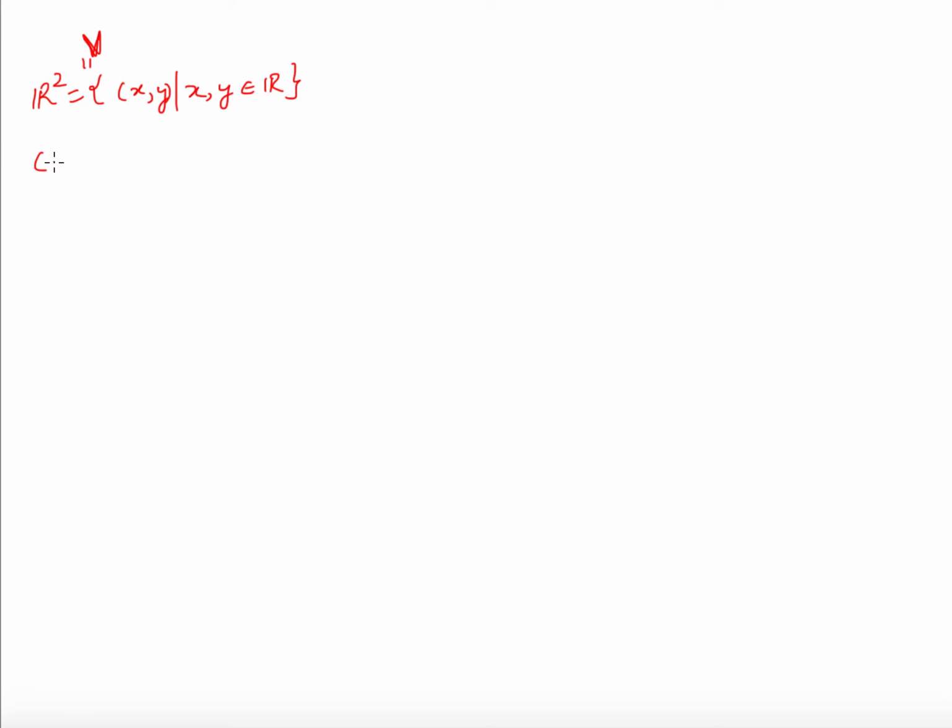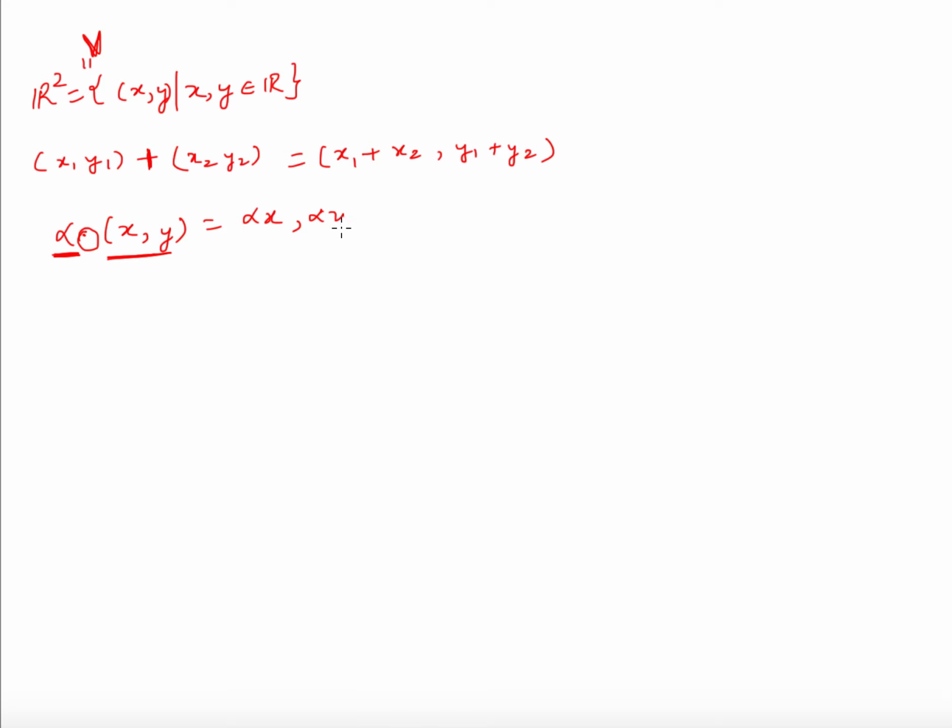And how am I defining this plus and dot operation? I have two elements (x1, y1) and (x2, y2) of R2. I am defining this plus operation as (x1 plus x2, y1 plus y2). This is how I am defining the plus operation. And how I am defining the dot operation: I take any element of V and any element of R, and define this dot operation as (alpha x, alpha y). This is simple multiplication of two real numbers.